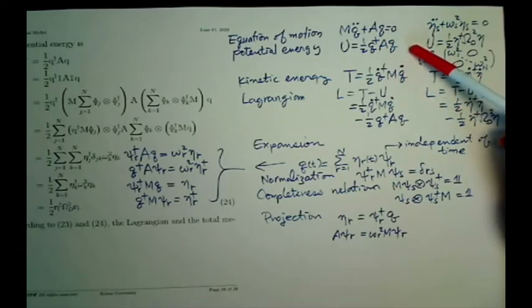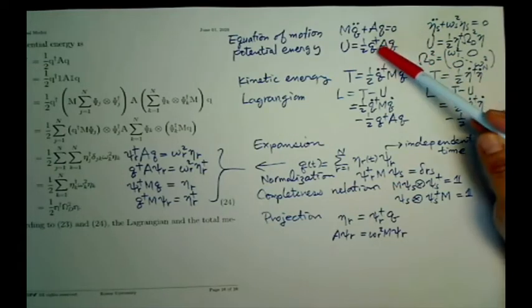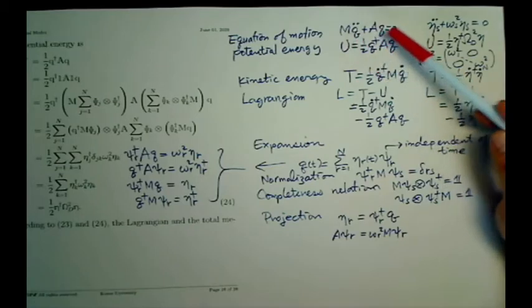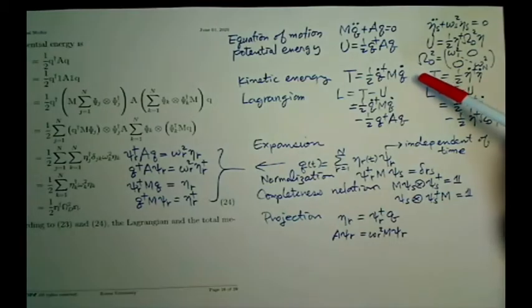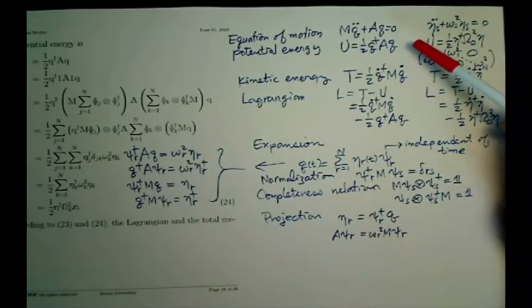If we diagonalize these matrices M and A by substituting the trial solution of e to the minus i omega t multiplied by an eigenvector, we were able to find the orthonormal eigenvectors.